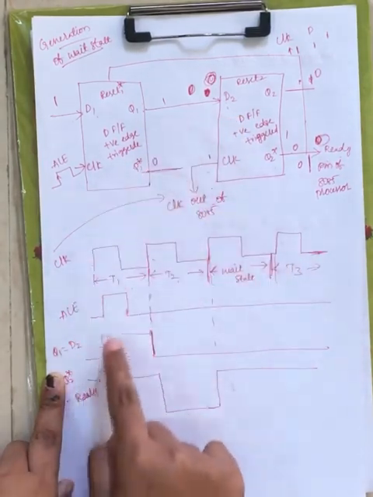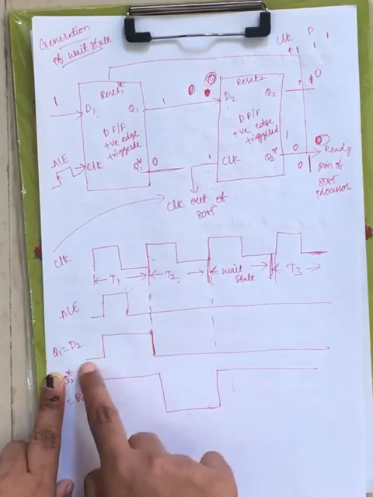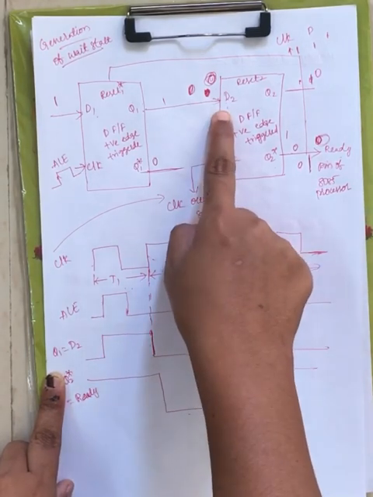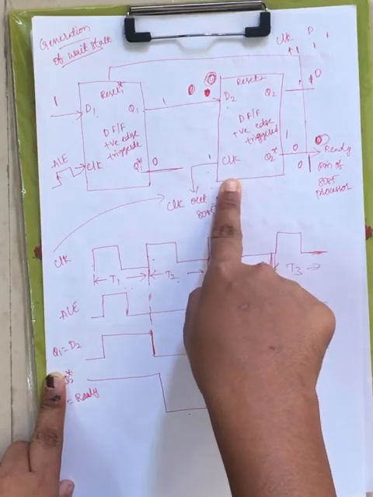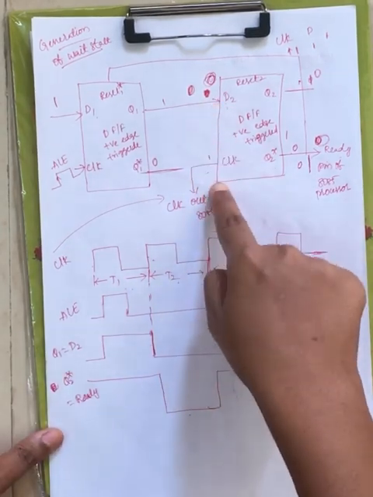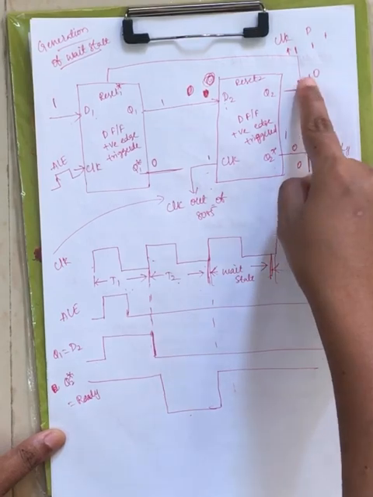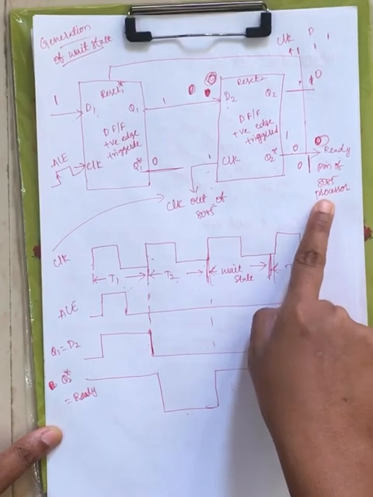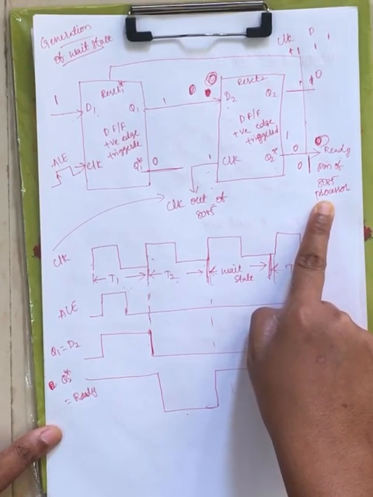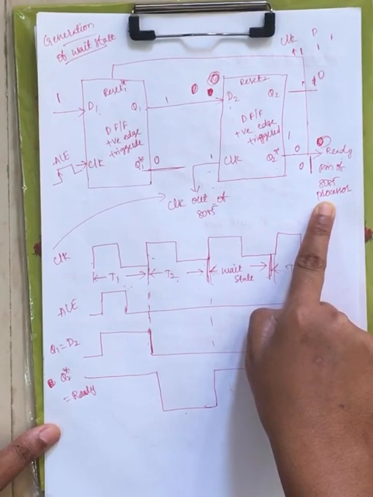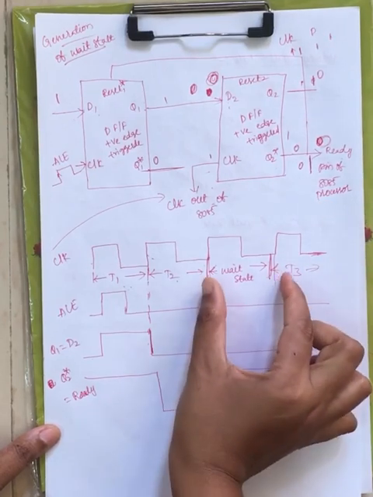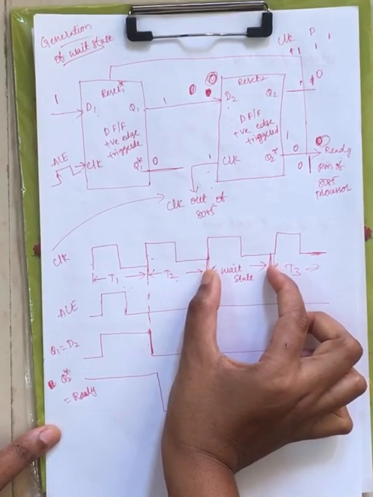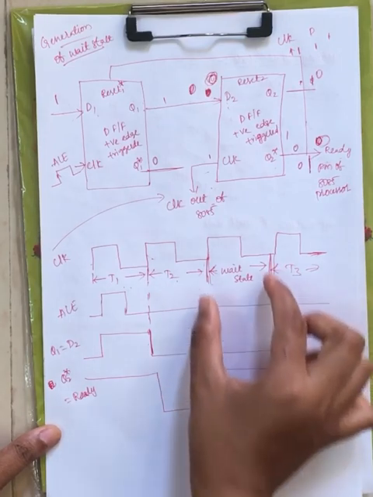Till the first complete clock cycle T1, D2 will be 1. When it is 1 during the positive edge of the clock cycle, when both are 1 you are getting 0. Here you are getting 1 and here you are getting 0. Now this 0 is connected to the ready pin of the 8085 microprocessor. That conveys that the external peripheral is not ready for data transfer. Now when the ready pin is 0, 8085 enters the wait state for the next clock cycle.